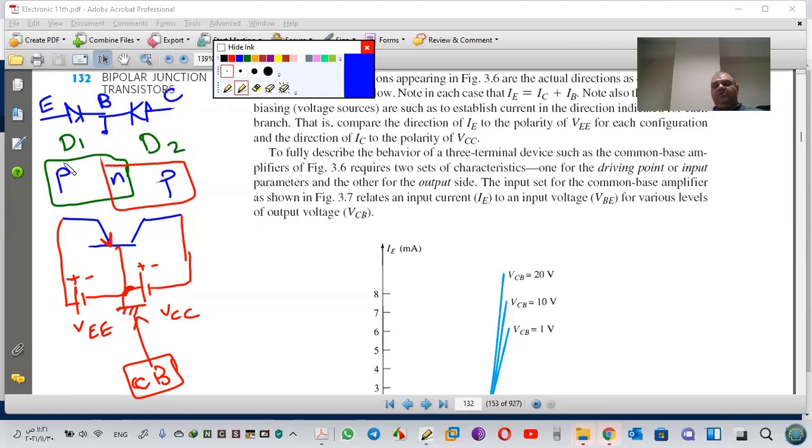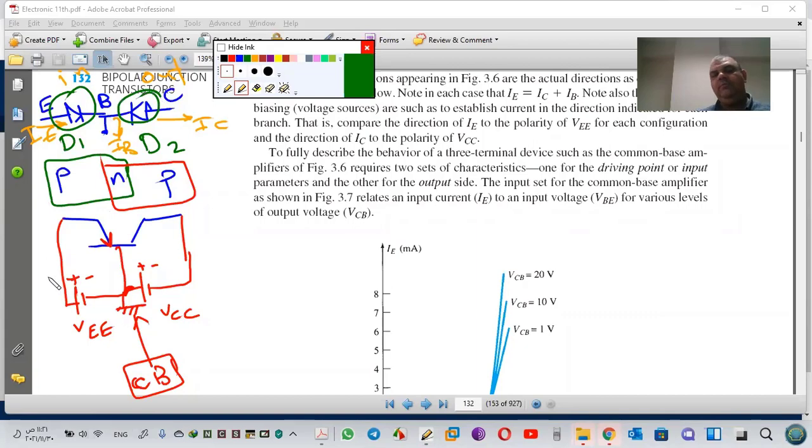So if you want to study a transistor, try to use this model, two diodes. As I told you, it's not exactly correct, but it's a helpful model. See, this is in, this is out. Input circuit, this is current in, this is out: IE, IC, and IB. So we have an input diode and an output diode.